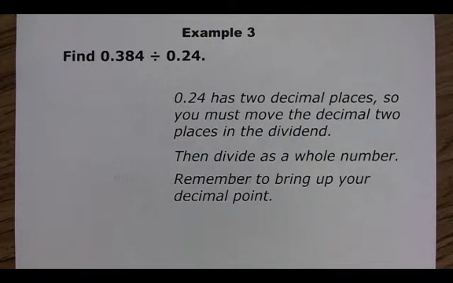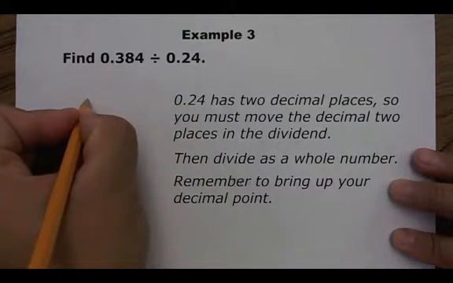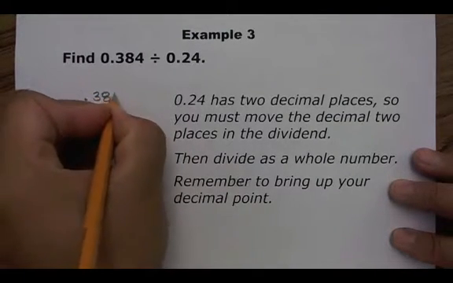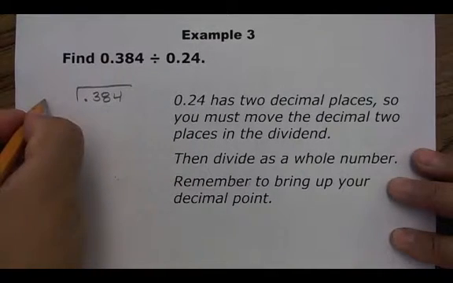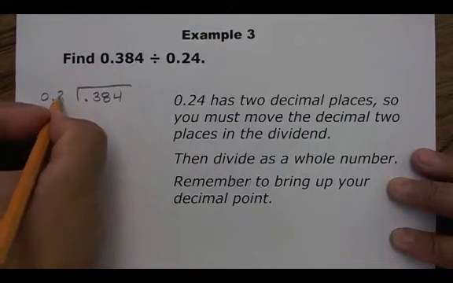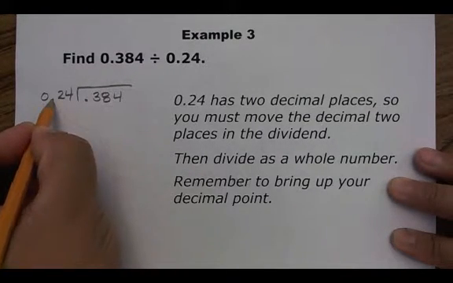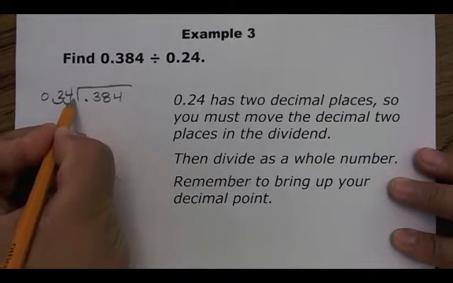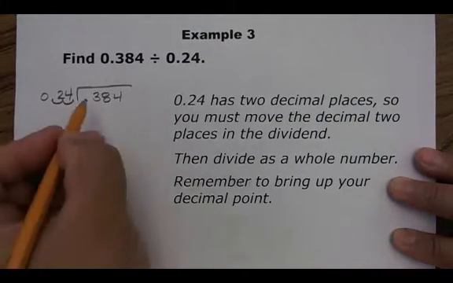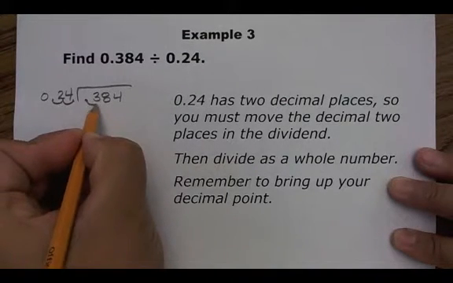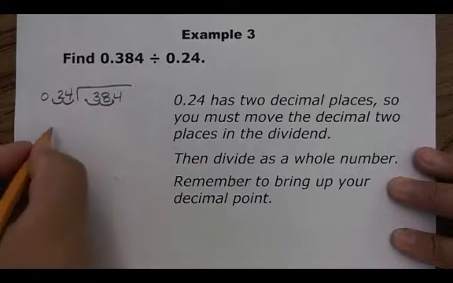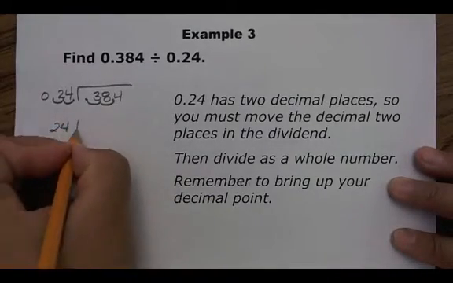Example 3 for decimals. Find 384 thousandths divided by 24 hundredths. So the first thing I'm going to do is write this as a division problem so we can see it. And then I'm going to move the decimal point in the divisor all the way behind to make it a whole number, right? So that's 2 places. And I have to do the same thing to the dividend, 2 places. And then I'm going to rewrite the problem so I can see it a little clearer.